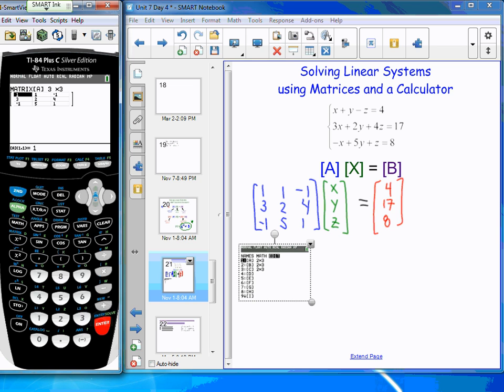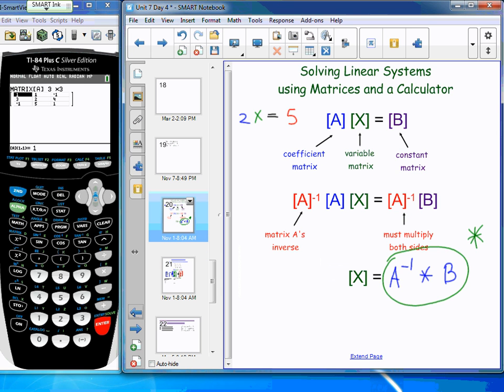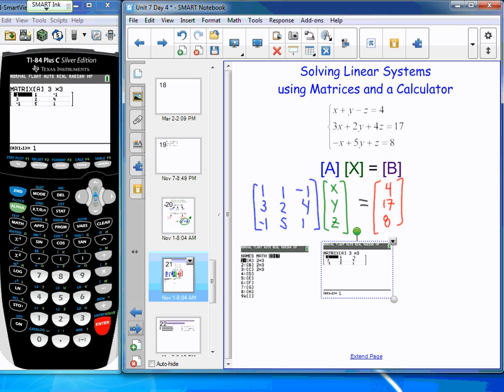Take a minute and make sure you have the correct sign. If you have one mistake with typo, it's going to mess up your whole problem. So I'm checking. 1, 1, -1. 3, 2, 4. -1, 5, 1. Awesome. Because we're entering on our home screen, we're aiming towards entering the circled asterisk A inverse times B. We need just matrix B now. And so let's go ahead and do matrix B.